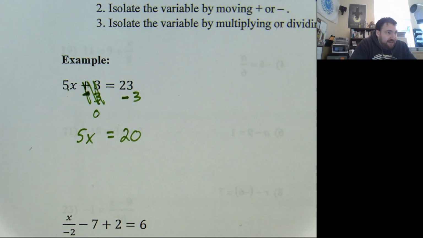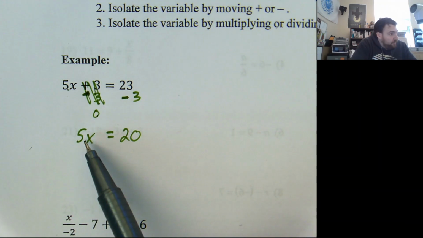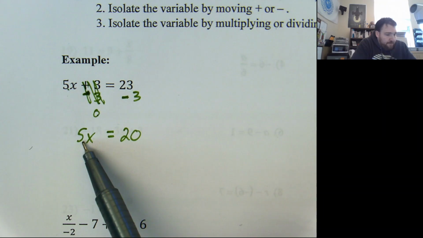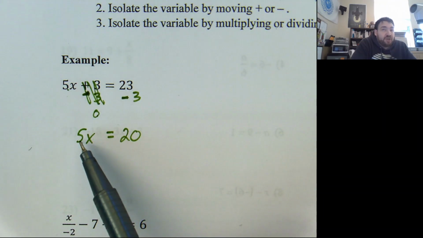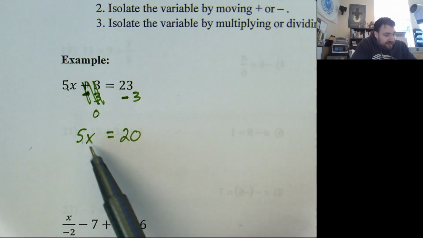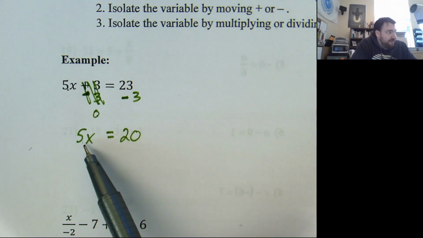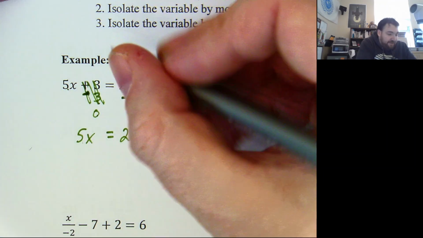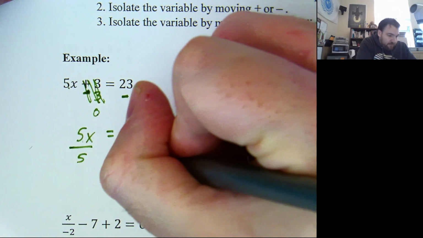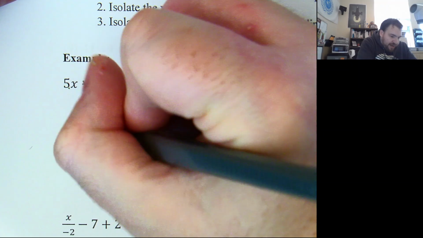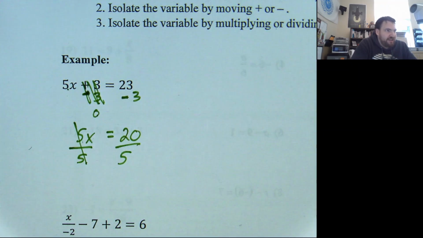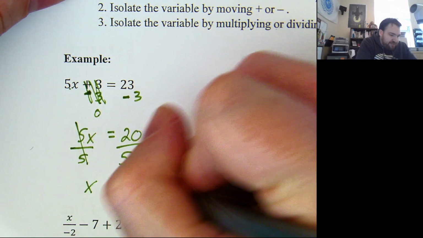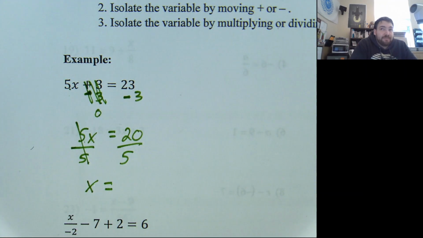Now, how are that 5 and the x attached to each other? When there is no symbol for an operation in between a variable and a value, it is multiplication every time. So then to get rid of the 5, to get the x by itself, the opposite of multiplying by 5 is divide by 5. 5 divided by 5 is 1, and multiplying by 1 doesn't change anything. We're going to be left with just x. And then 20 divided by 5 is done.